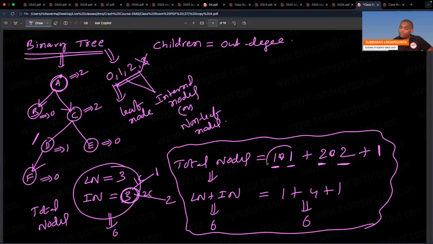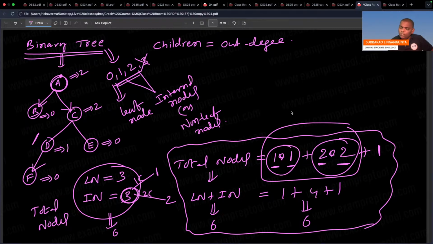One child, domini, so 1 into that. Two child, domini, 2 into that. Right? So this indirectly, directly gives internal nodes. We are talking about internal nodes. If you count this, internal nodes will come. This plus 1, that one may be for the root. So if you do like this, you will get total nodes.